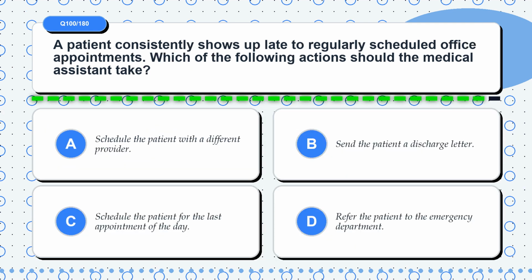Question 100. A patient consistently shows up late to regularly scheduled office appointments. Which of the following actions should the medical assistant take? Here are the options. Option A. Schedule the patient with a different provider. Option B. Send the patient a discharge letter. Option C. Schedule the patient for the last appointment of the day. Option D. Refer the patient to the emergency department.